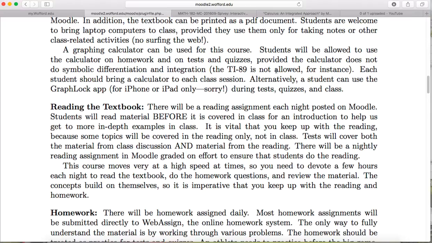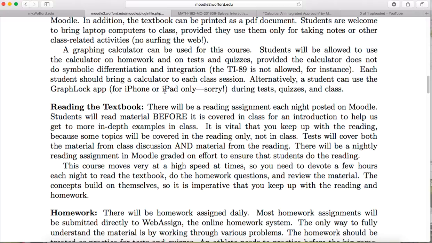Now, I'm going to be trying out for the first time this semester an app called GraphLock. This is a graphing calculator app that during a test will lock your phone so that you can't have access to the internet, but you can still use it as a graphing calculator. I think that's a really nice feature. It's far cheaper than a graphing calculator, and it's one that I'm going to be experimenting with this time around. This says it's only for iPhone or iPad. I think that may not be true. I think it may be available on other devices as well, but that's something that you need to check out on your own.